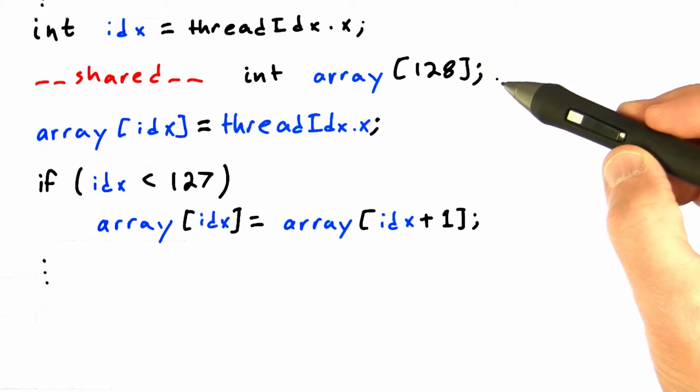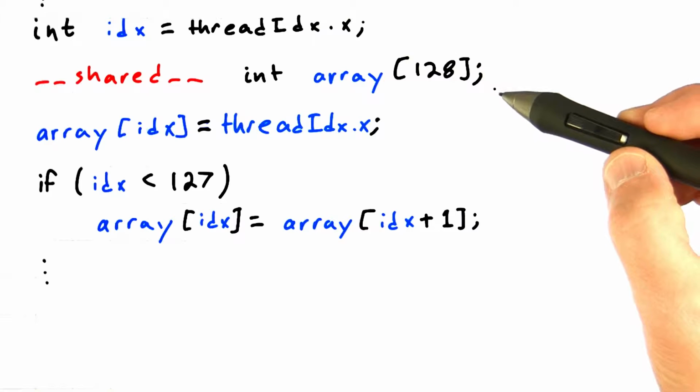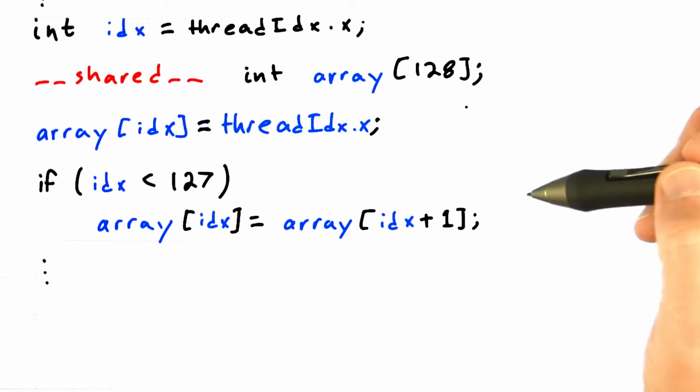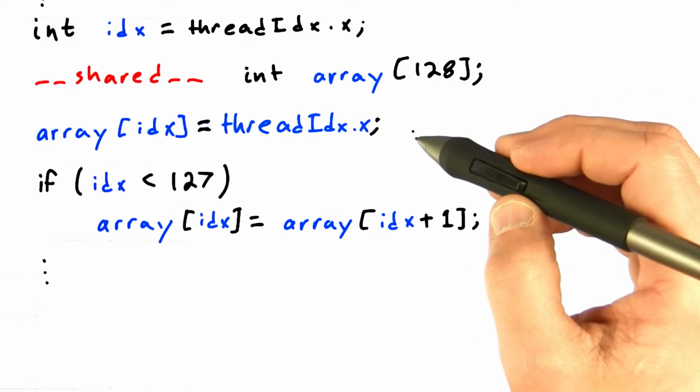Then in this line, we're declaring a shared variable, which is going to be shared by all the threads in the thread block. And I just hard-coded in 128 elements here. And now we're actually going to do something.